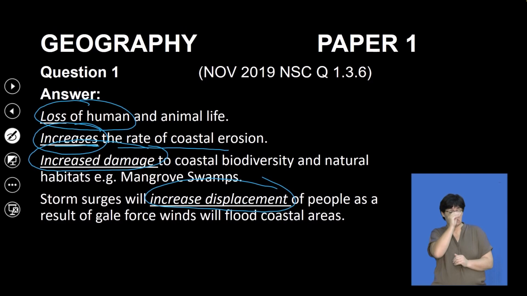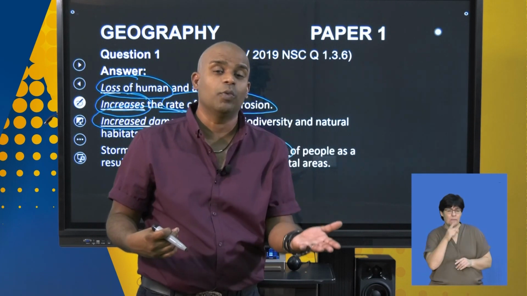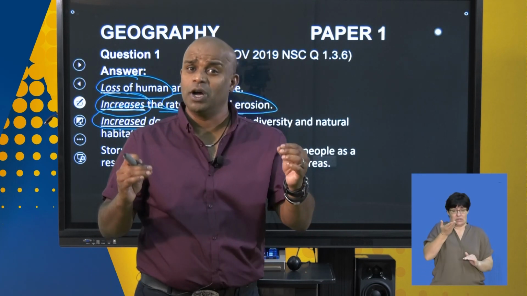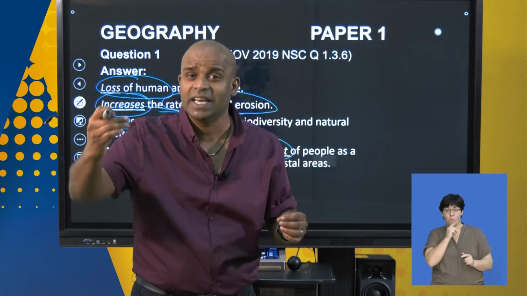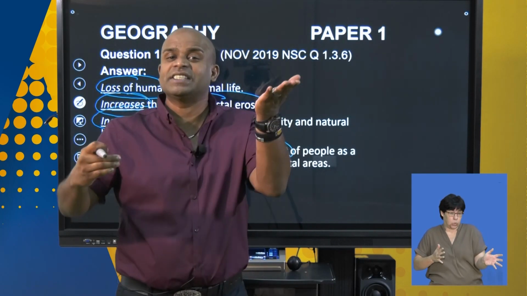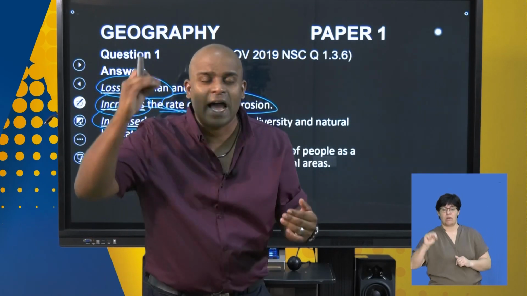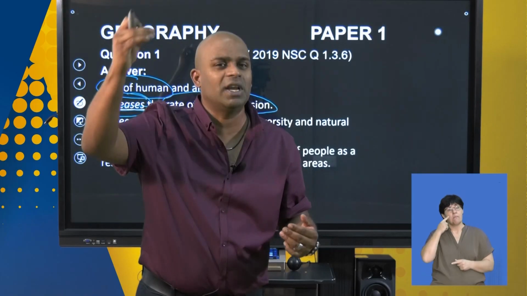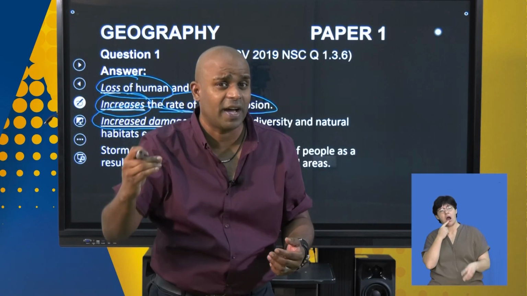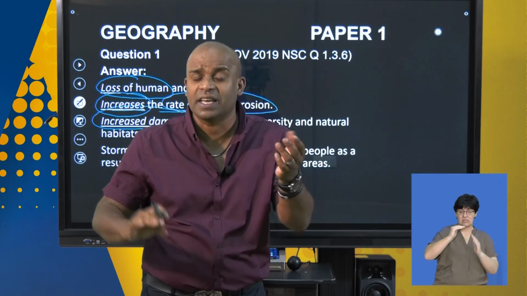Note, increases the rate of coastal erosion. So when we're talking to coastal erosion, it must be qualified by the word increase. Remember, we're talking to high wind speeds. And in this particular example, the high wind speeds increases the rate. So in my paragraph, when I'm answering, I must be thinking about the qualifiers. And what are the qualifiers? The relationships between increasing and decreasing.